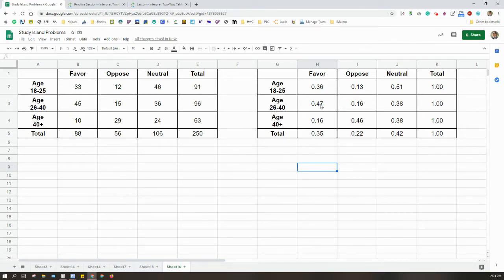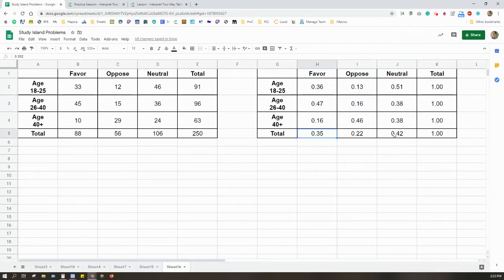Now, a couple things I want to point out. These three, that's the age 26 to 40 row, don't actually add up to 100%. Why? Because we're rounding to the nearest hundredth, and these all happened to be rounded up. So if I actually added these together, I'd get 1.01. I'd get 101%. But it's just because they all happen to round up. So that's okay.